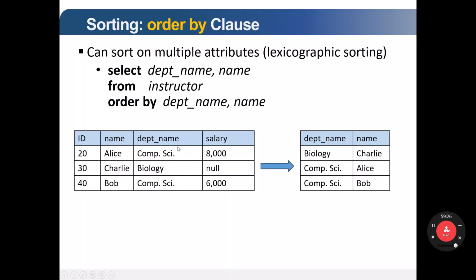We have an example of lexicographic sorting. In this case, these 2 attributes are used to sort the output records.